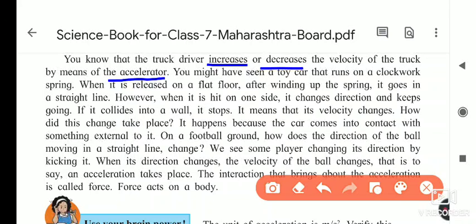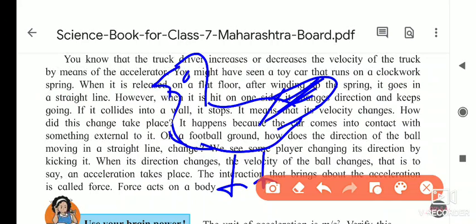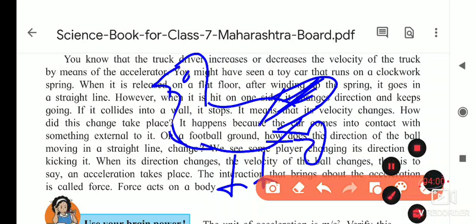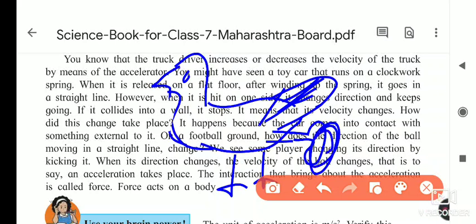You might have seen a toy car that runs on clockwork. You know that there are toys, like clapping toys, and some small children's toys that work on a spring. You have seen such types of toys, and these toys have a key here. When we turn these keys, the spring inside becomes shorter.